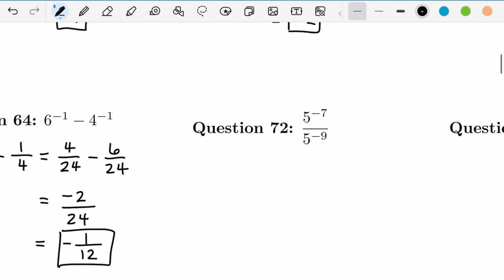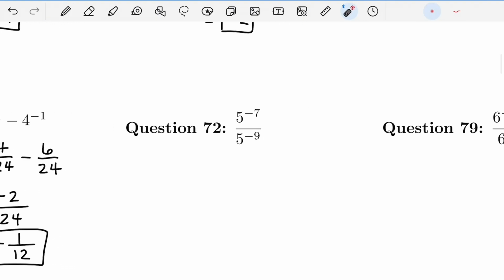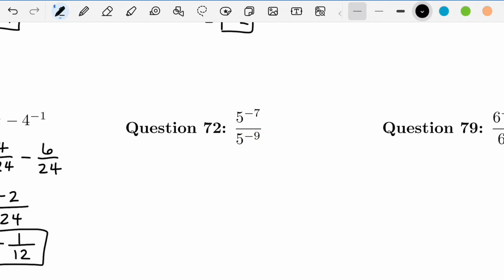Now in this next example, 72 here, we again have our negative exponents. And so if we want to write this as a positive exponent, it would go in the denominator. And if we want to write this one as a positive exponent, it would go into the numerator. So in this case, rewriting this whole thing with positive exponents, we're going to get the reciprocal of that.